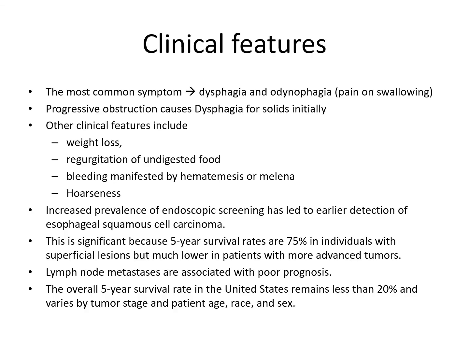The most common symptoms for squamous cell carcinoma of the esophagus are dysphagia and odynophagia. Patients can also present with progressive obstruction, weight loss, regurgitation, bleeding, and hoarseness. There is earlier detection of esophageal squamous cell carcinoma because of endoscopic screening, and this is very significant because if the tumor is a superficial cancer, then the 5-year survival rate is about 75%. However, overall, the 5-year survival rate is around 20% for squamous cell carcinoma of the esophagus.